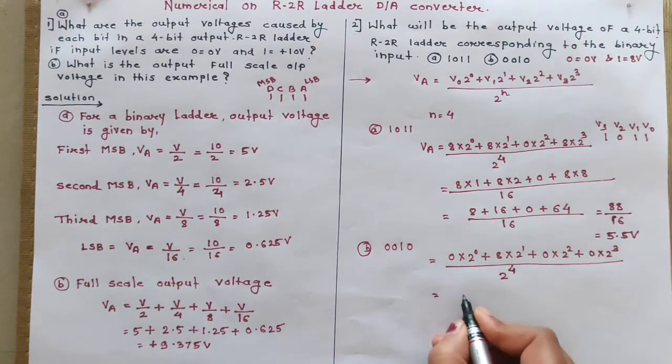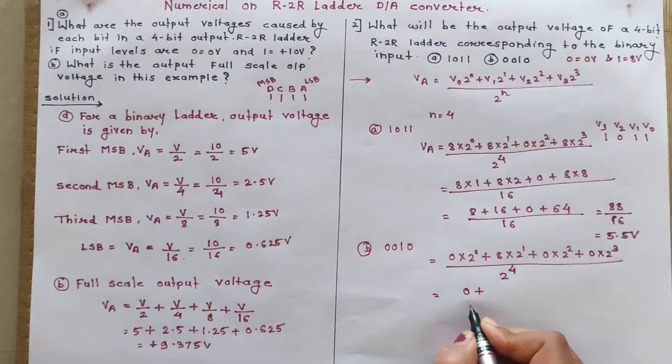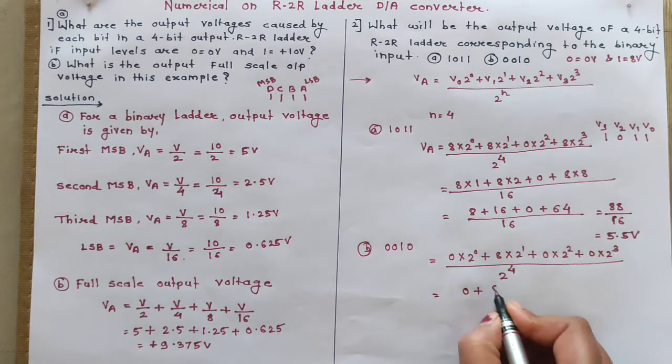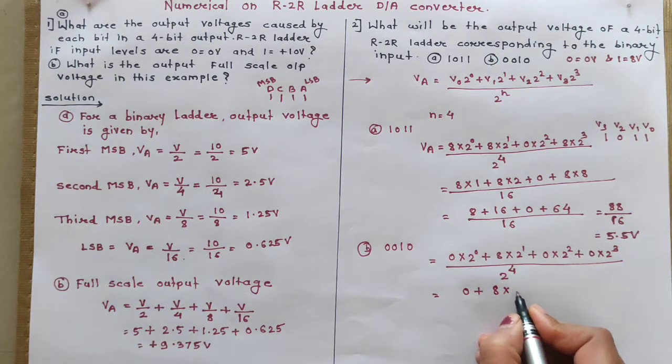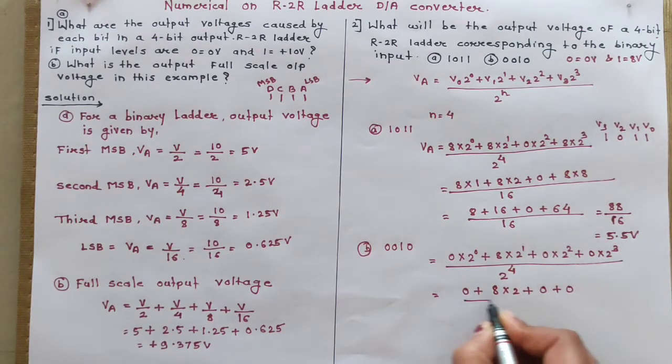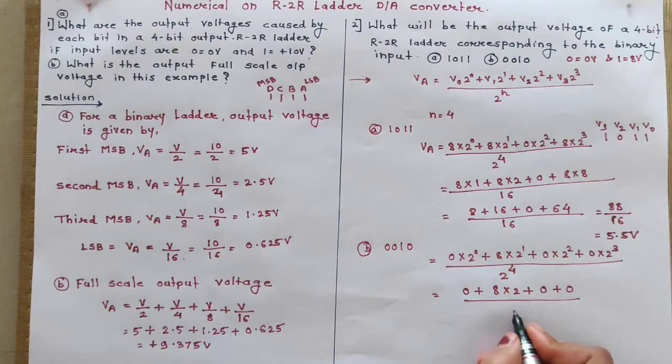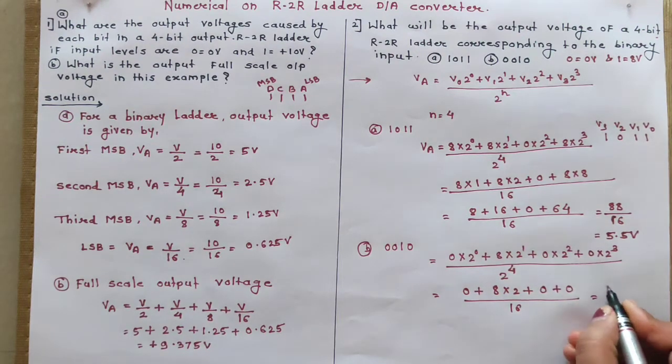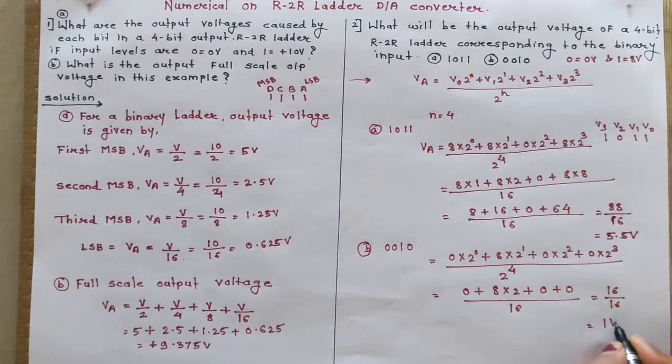It is a 4 bit question. 0 multiplied by anything comes out to be 0. 8 into 2 raised to the power 1 is 2. 0 multiplied by anything is 0. 2 raised to the power 4 comes out to be 16. So 8 into 2 is 16. 16 upon 16 comes out to be 1. So the answer comes out to be 1 volt.